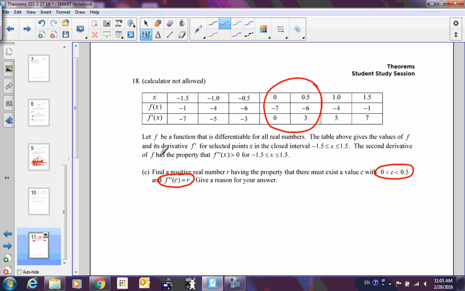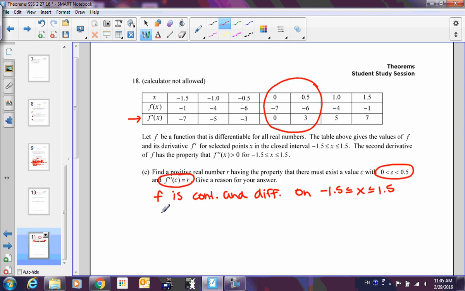Okay, so I don't have an f double prime column. If I did, I might be thinking about IVT, but because f double prime is the derivative of f prime, I'm thinking MVT. So I'm going to go ahead and list out the conditions. F is continuous and differentiable on, and then I'm just going to list the whole interval, although it would be sufficient to list this little interval right here. I'm going to quote a theorem. I've got to say that somewhere in the problem.